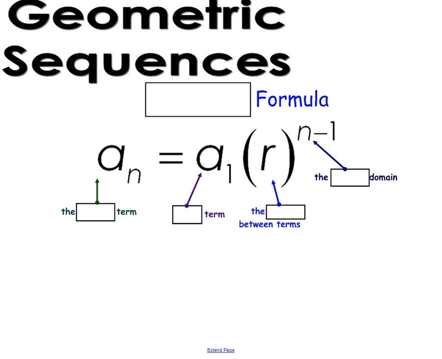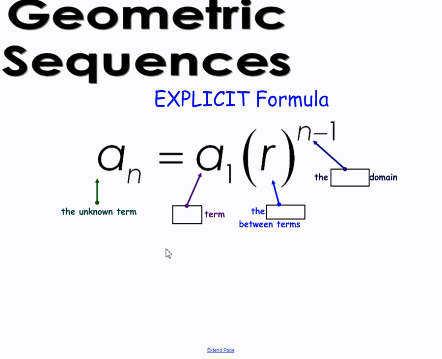Today, we're going to talk a little bit more about sequences, but this time, instead of arithmetic, we're talking geometric. And they're very similar, okay? We still have an explicit formula. A sub n is still the unknown term way out there. A sub 1 is still just the first term. N is always my unknown domain. Where am I in my domain that I'm looking for?